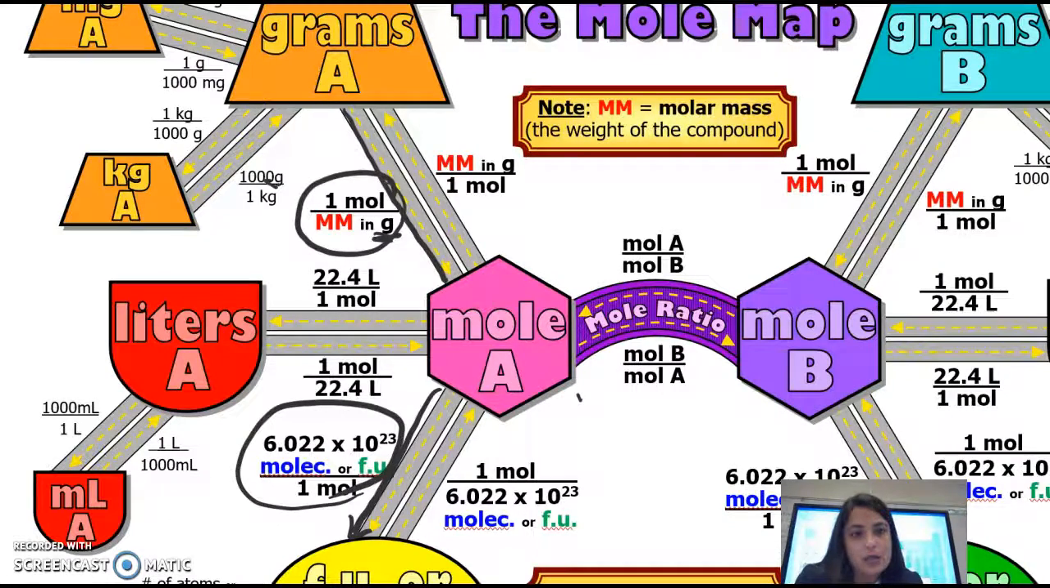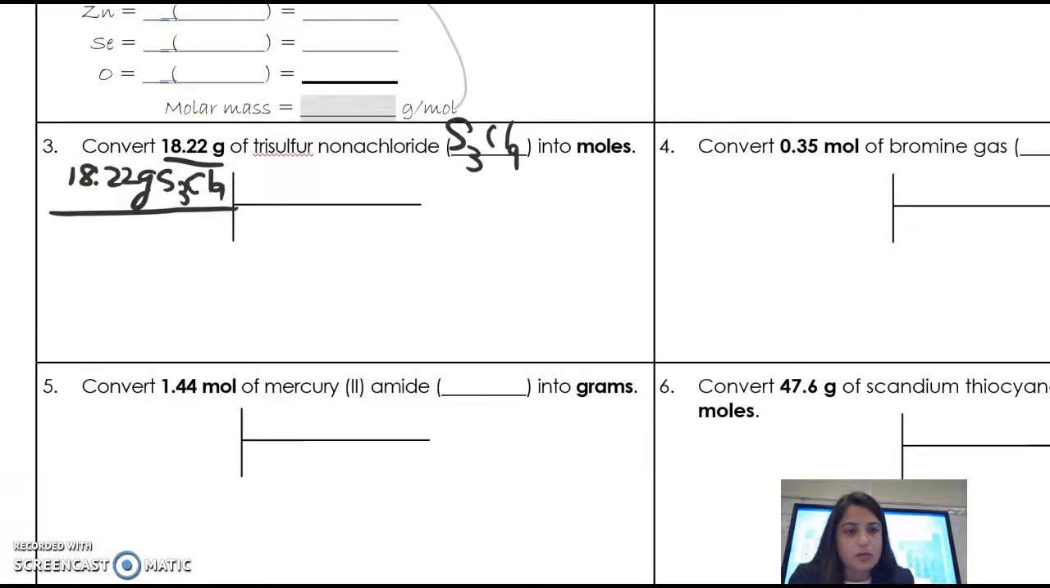It says to go from grams to mole, and I'm going to follow this pathway and do exactly what's written over here. I'm going to put 1 mole on top and molar mass in grams. You all should know how to find molar mass. If not, here's a review. You're going to keep doing it over and over, so you need to be familiar.